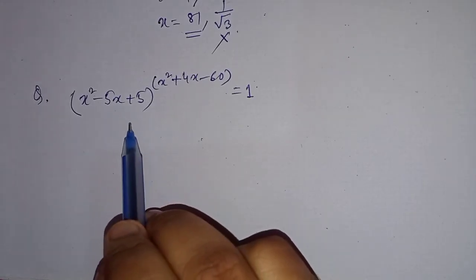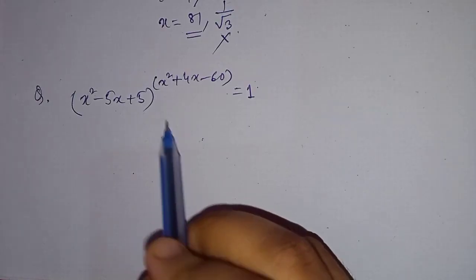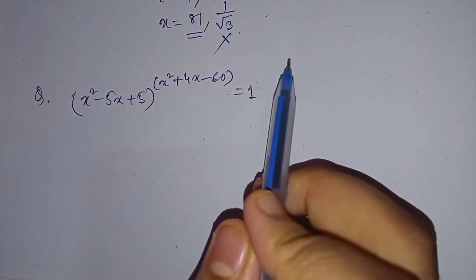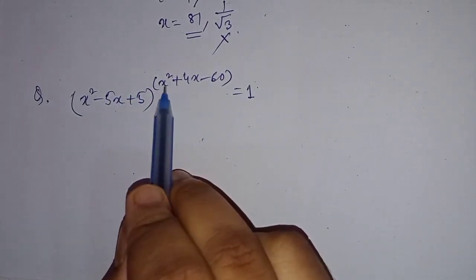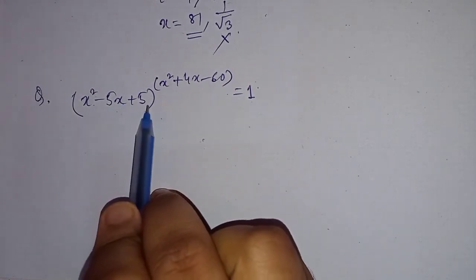This question came in JEE Mains, a very popular one. We have to solve for this. This question can be related to the previous one, just that here we have this term to the power 0. So see, if this is equal to 0, 0 to the power anything, if it is not equal to 0, is 0. So it cannot be equal to 1. So this term cannot be equal to 0.